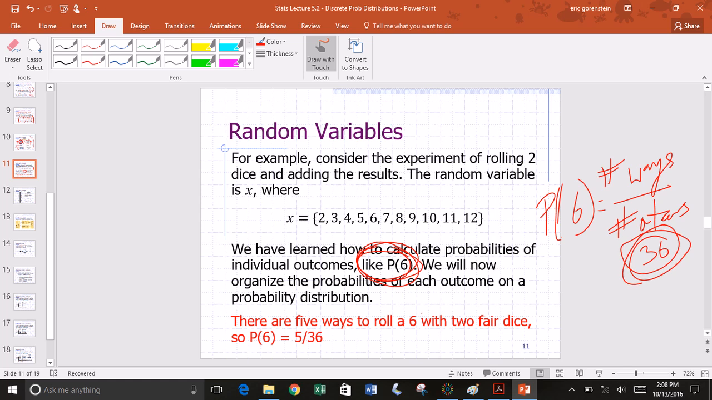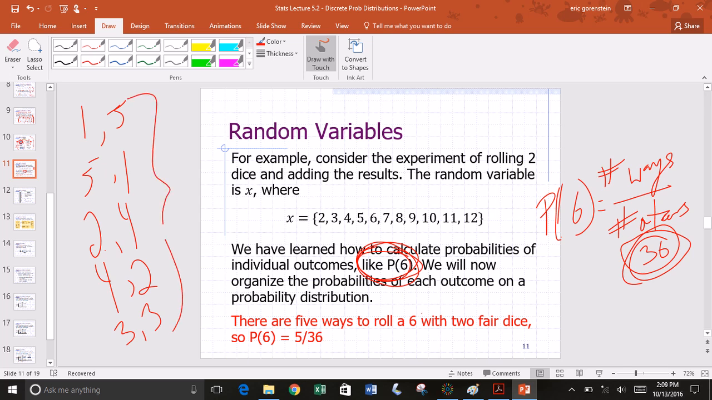So the total number of outcomes is 36. If you're rolling a 6, that could happen a number of different ways. You could roll a 1 and a 5. You could roll a 5 and a 1. You could roll a 2 and a 4, a 4 and a 2, or you could roll a 3 and a 3. So there are 5 ways of rolling a 6. So the probability of rolling a 6 would be 5 over 36. So this would be a problem in the last topic, the probability of an event.